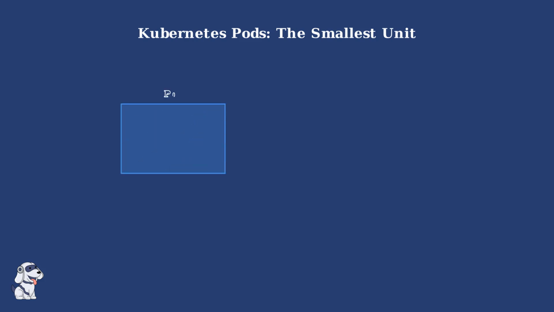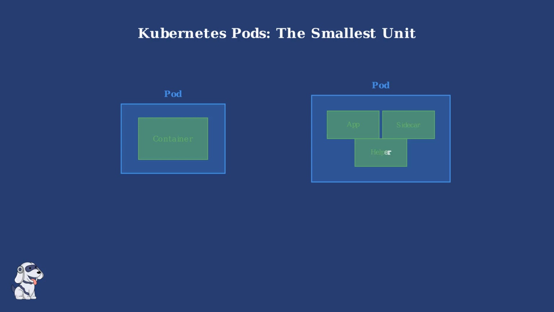The simplest case is a pod containing just one container. This is the most common scenario where your application runs in a single container within the pod wrapper. However, a pod can also contain multiple containers that work closely together. These containers are tightly coupled and share the same resources, like network and storage.